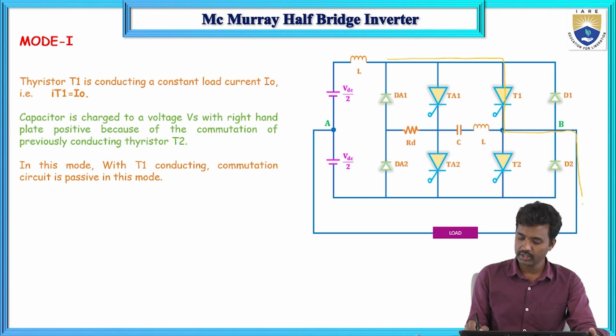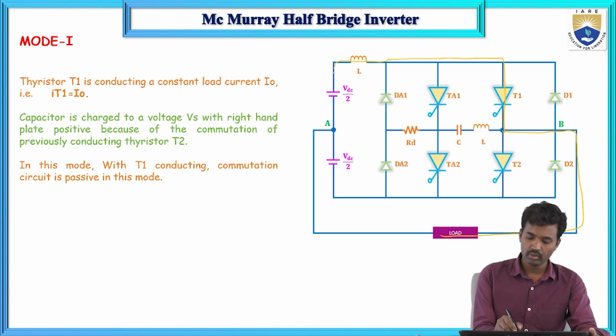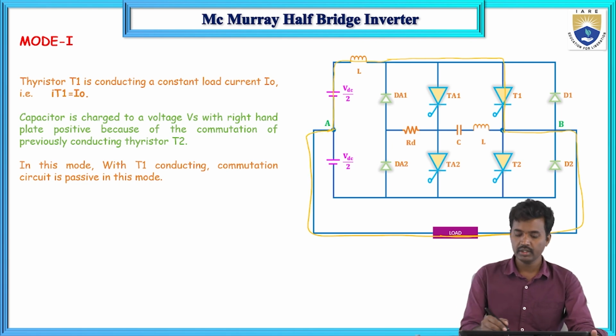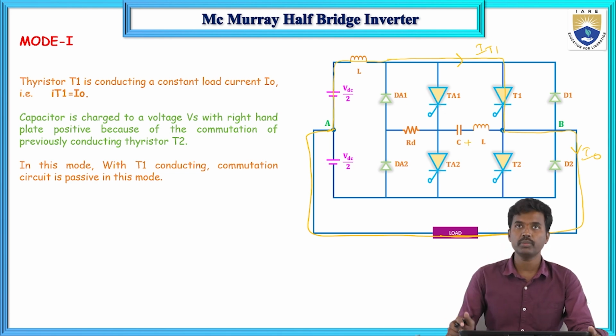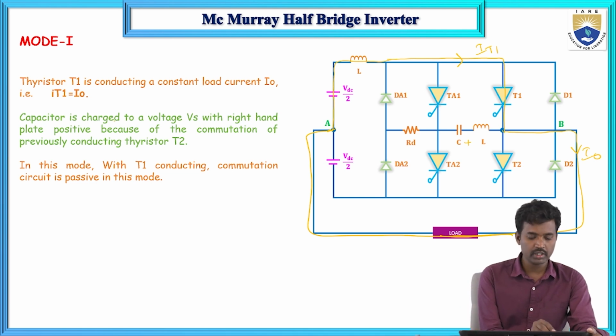And this is the load. Like this, the switch will conduct. This is the I-T1 and this is the I0, the load current I0. Now the capacitor is charged with the right side positive. This capacitor is charged to voltage Vs, with plus and minus polarity as shown.